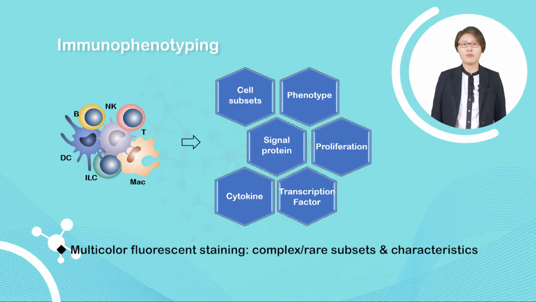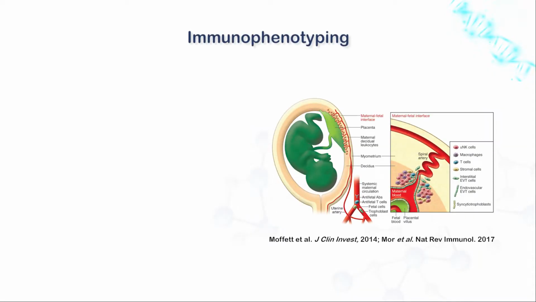Multicolor fluorescent staining to label more markers on a single cell allows phenotypic and functional assessment of multiple subsets in complex cell populations at the same time. It helps to discover and analyze real cell subsets with a small amount of sample, so it's suitable for analysis of samples from reproductive tissues or cells. Here we take the immunophenotyping in the maternal-fetal interface as an example.